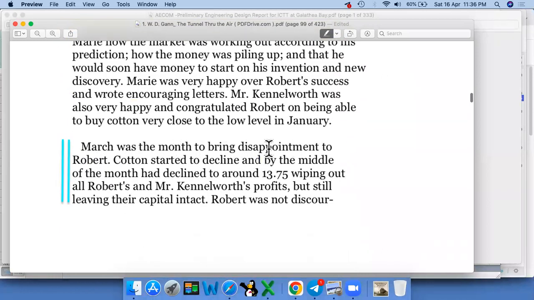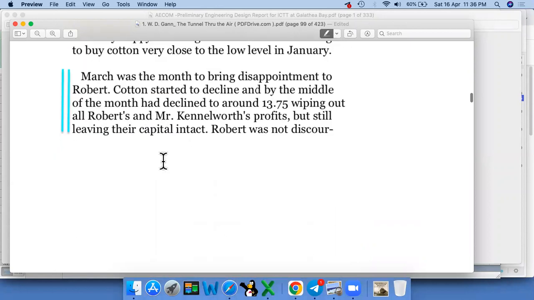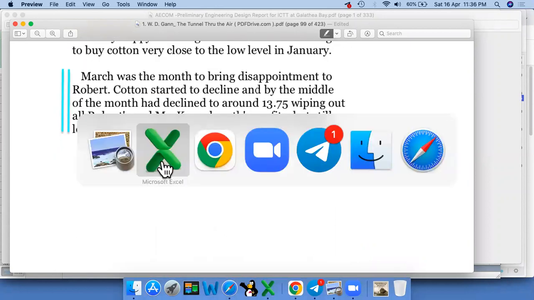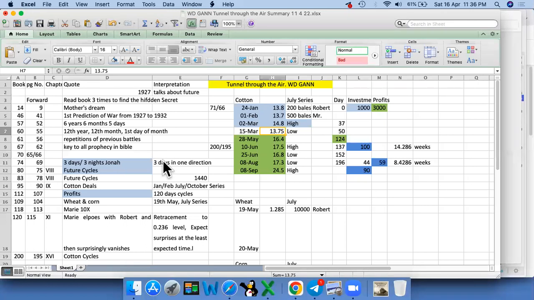March was the month to bring disappointment to Robert. Cotton started to decline, and by the middle of the month, it had declined to around 13.75, wiping out all of Robert's and Mr. Kellenworth's profit, but still leaving their capital intact. So we see that somewhere around 15th of March, we had a low of 13.75, and if we consider the low to low cycle, this is somewhere around 50 days. So this 50 days is starting from 24th of January to 15th of March.